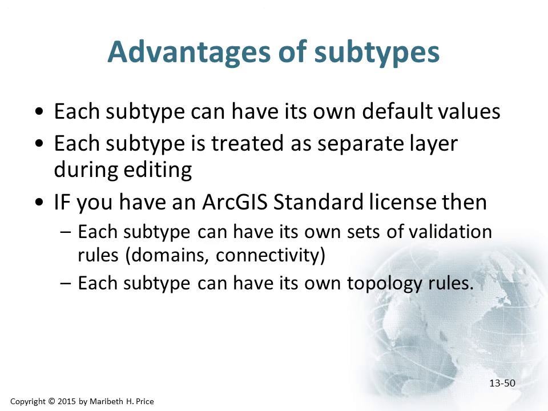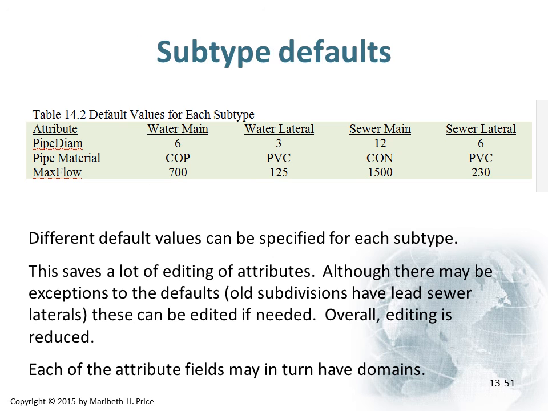So what are some of the advantages of subtypes? Each subtype can have its own default values. Each subtype is treated as a separate layer during editing. If you have an ArcGIS standard license, then each subtype can have its own set of validation rules. In other words, you can control the domains and the connectivity on each of the subtypes, and each subtype can have its own topology rules.